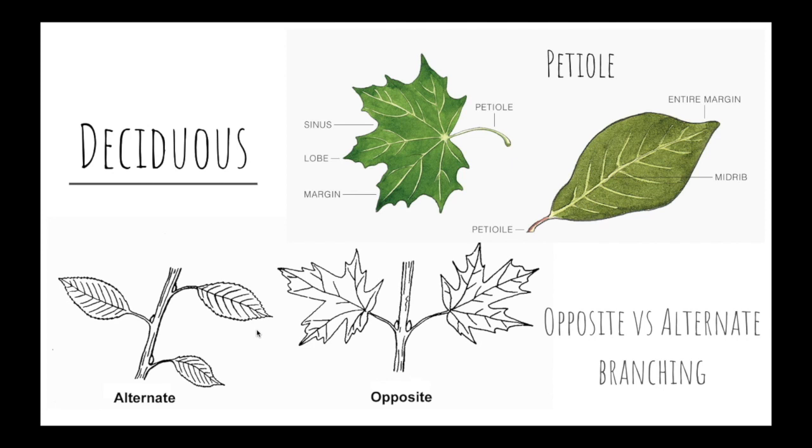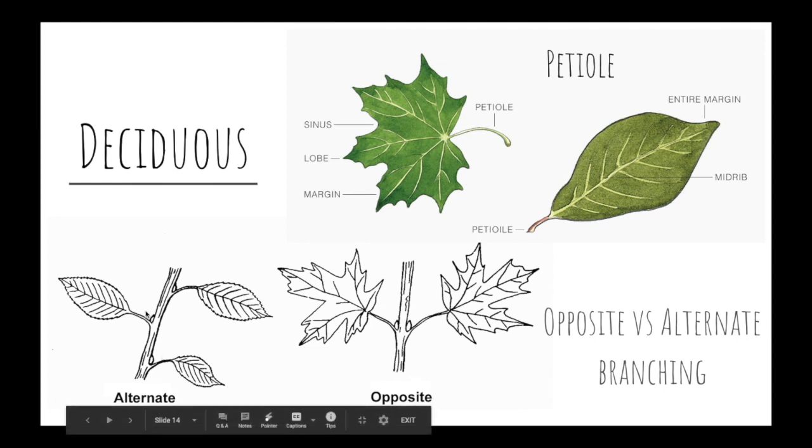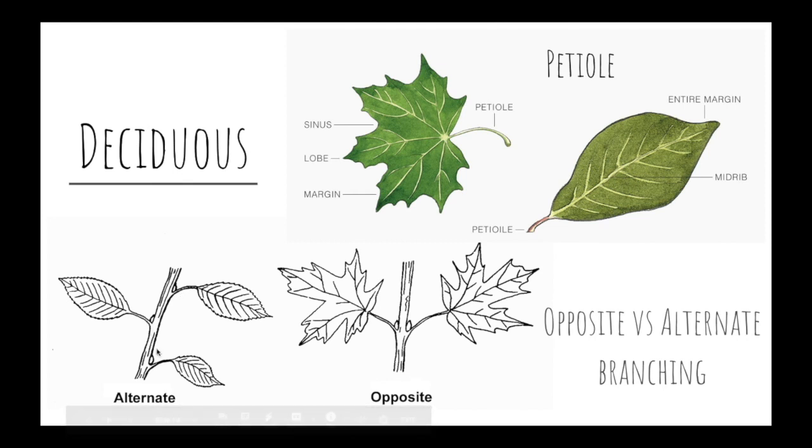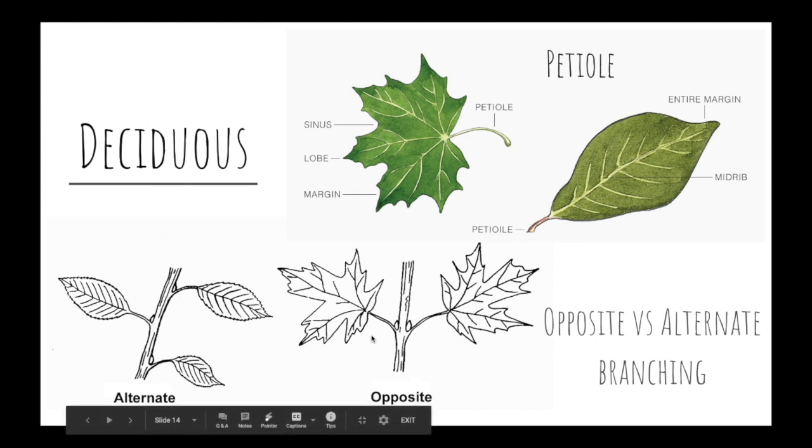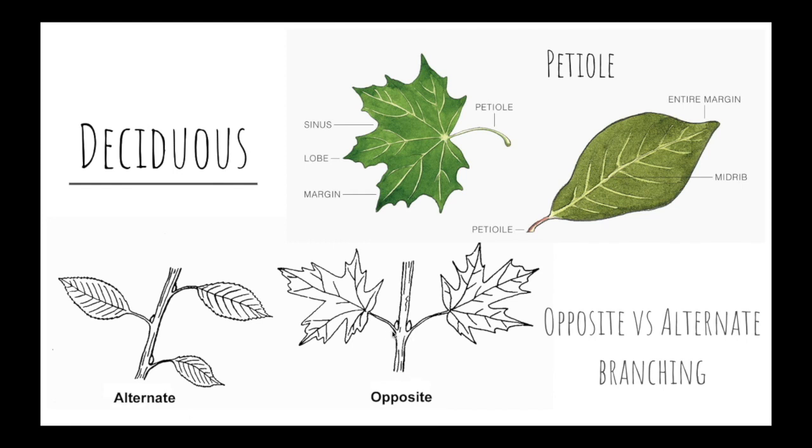Opposite and alternate refer to how the leaves are attached to the tree. For alternate, you can see how the leaves alternate their attachment on the branch. The leaves or connecting points kind of form this zigzag pattern. For opposite, you can see that the leaves are attached directly across from each other.